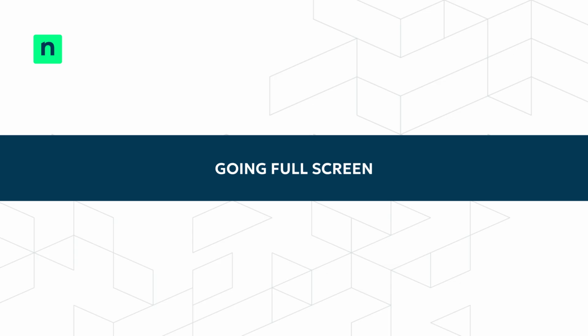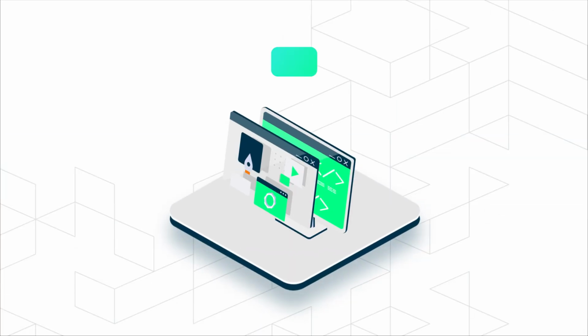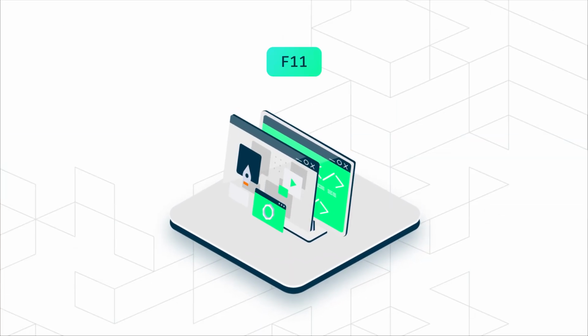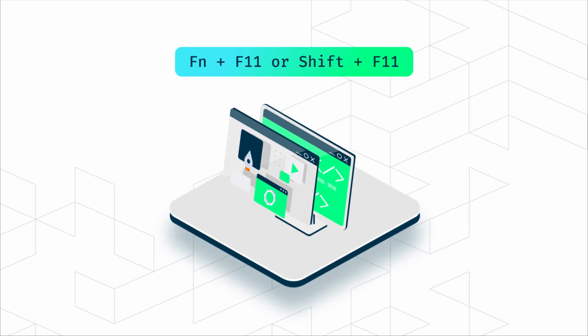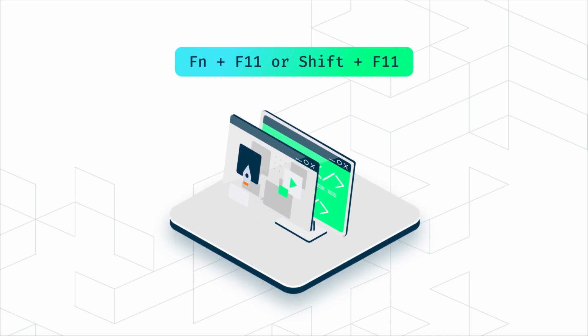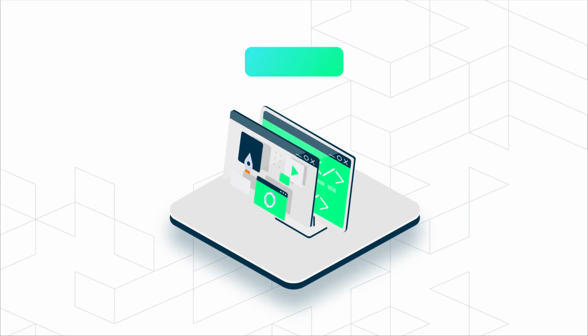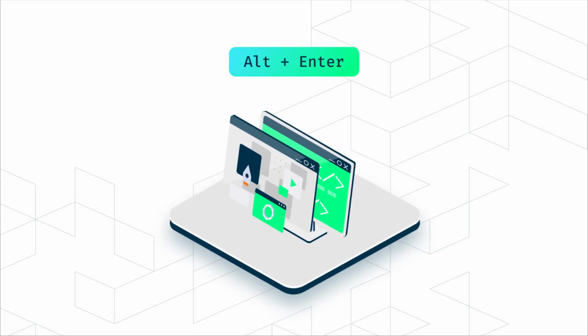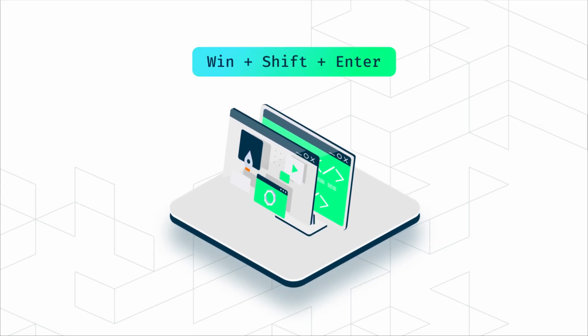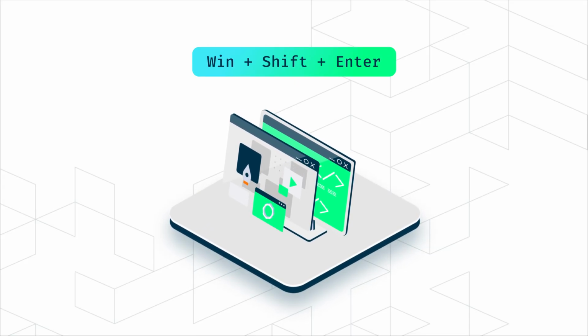Going full screen. For File Explorer and desktop applications, just press F11. Depending on your keyboard, you may need to press Fn plus F11 or Shift plus F11. For games and command line tools, press Alt plus Enter. For Microsoft Store apps, use Win plus Shift plus Enter to enter full screen.